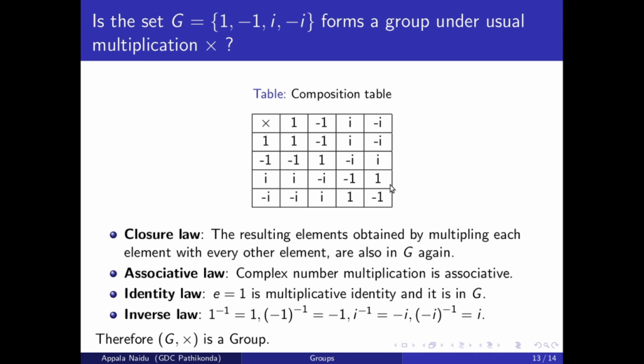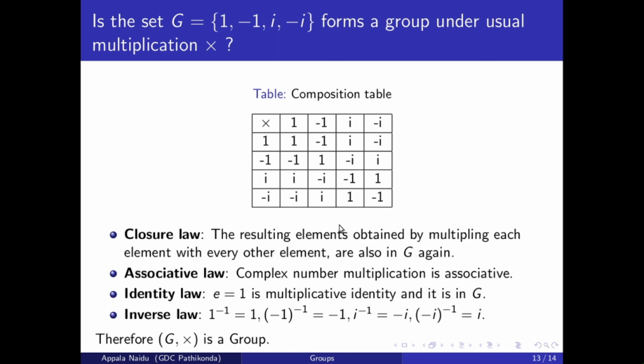All the results obtained by multiplication are in this table, and are again in this set. So if you take any two elements in this set and multiply them, the result is again in this set. Hence this set G satisfies the closure law with multiplication. That is how we have to check for finite sets.